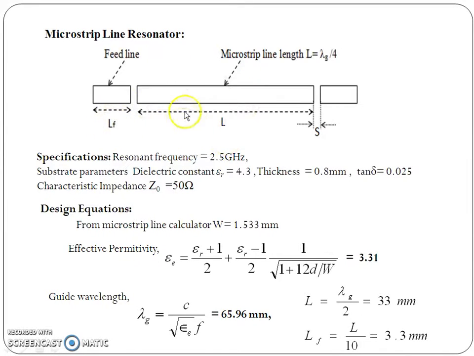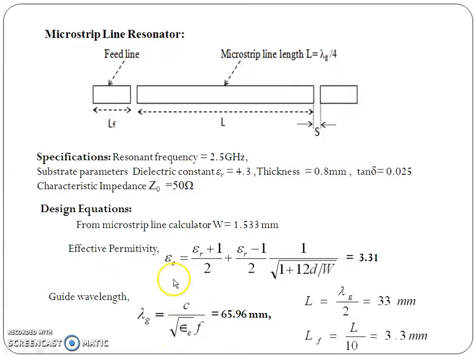So how do we calculate the length of the strip? As well as we can see, there is some spacing between the feed line and the strip line, which is represented here as S. So coming back to how we calculate the length of the strip, the length of the strip is calculated with the help of the equation lambda g by 2, where lambda g is going to be the guide wavelength, and it is given by c by root of epsilon e into f.